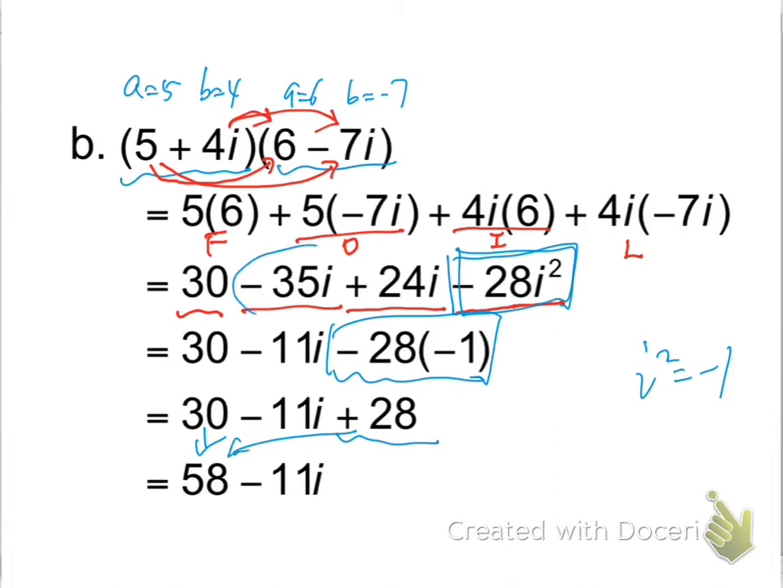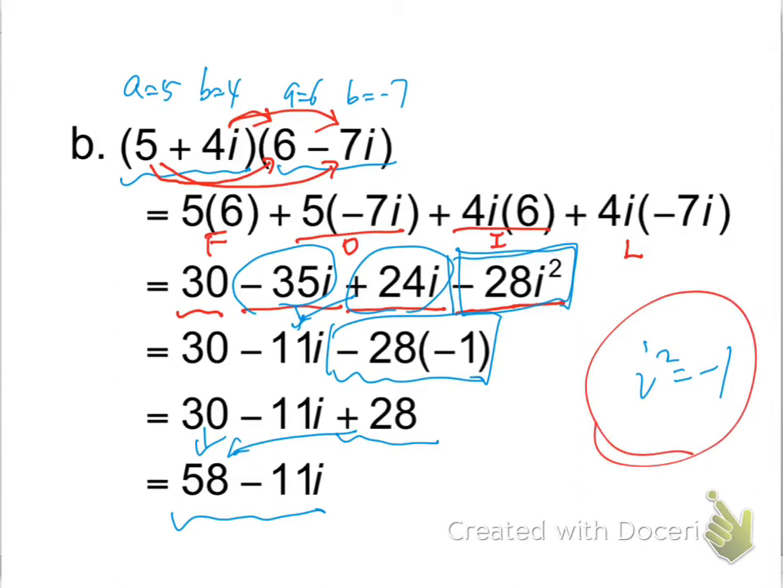For the imaginary part, negative 35 plus 24 is negative 11. So the imaginary part in the product is negative 11. The takeaway is, if there is an i squared in multiplication, change it to negative 1. So let's look at another one.